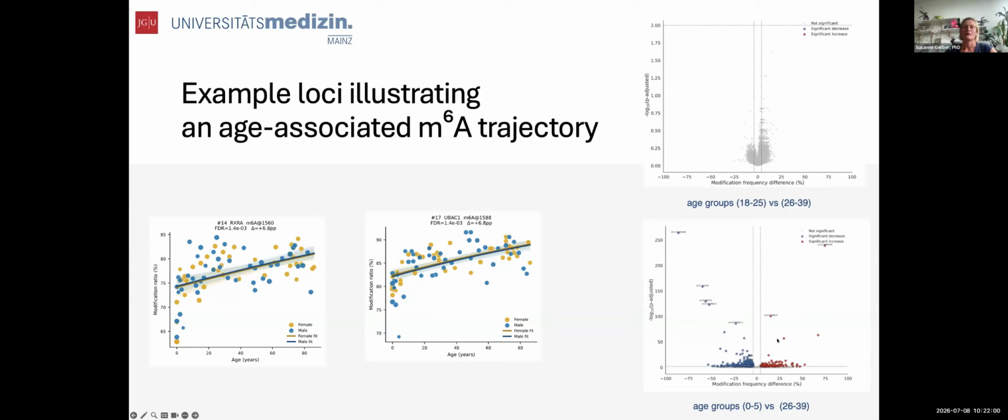However, if you do the same analysis and compare modification level from adults versus young children, you can see that there's really a strong signal and lots of up or down modified positions. And these findings suggest that indeed the human epitranscriptome seems to undergo a pronounced remodeling during early development and also during late life. And this can maybe be explained by some kind of relative epitranscriptomic stability.